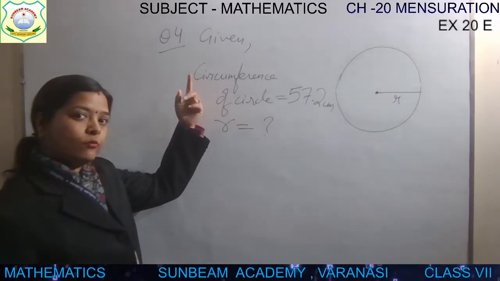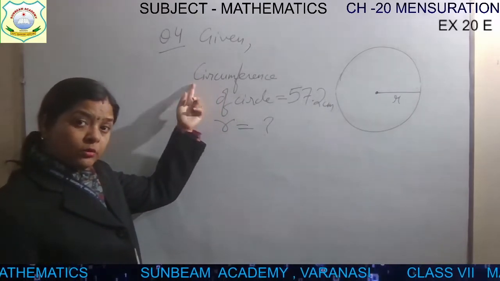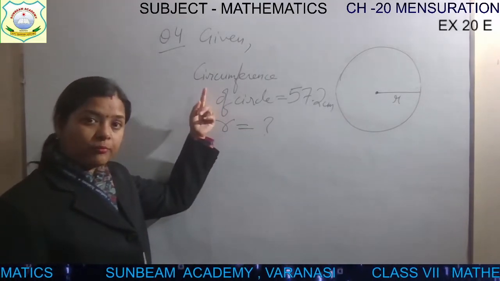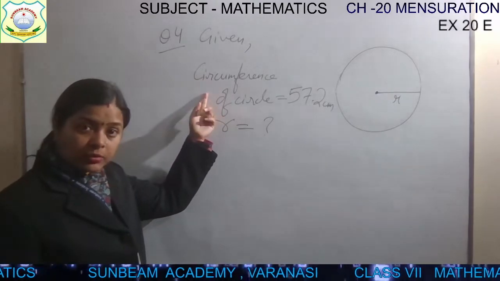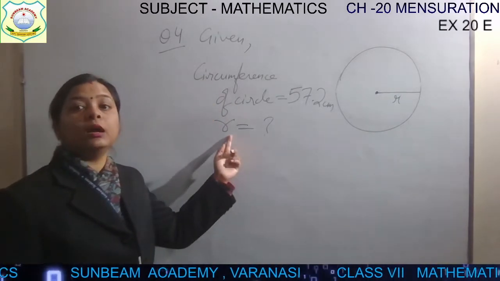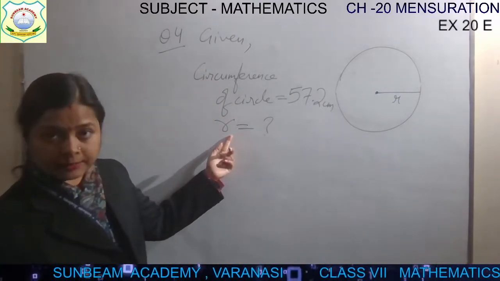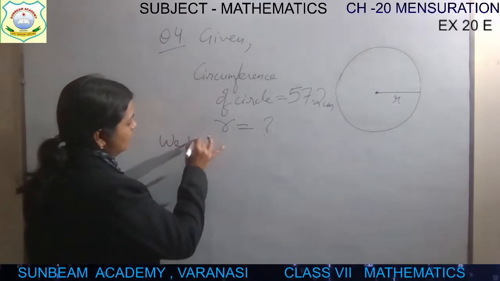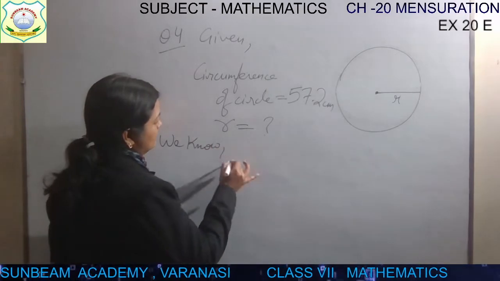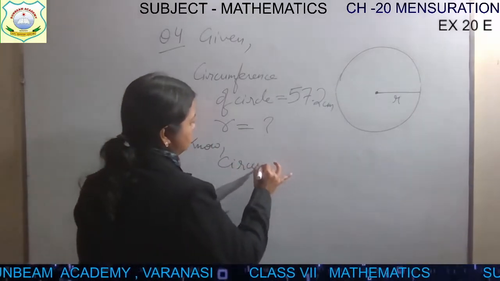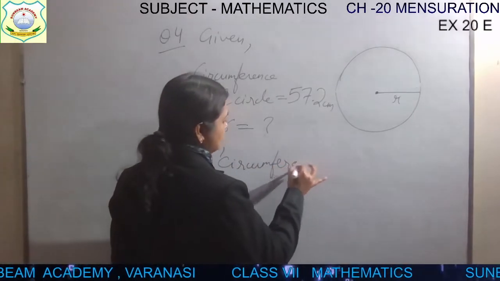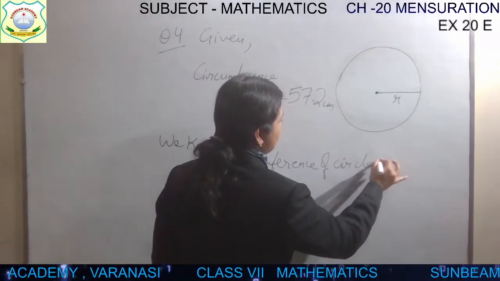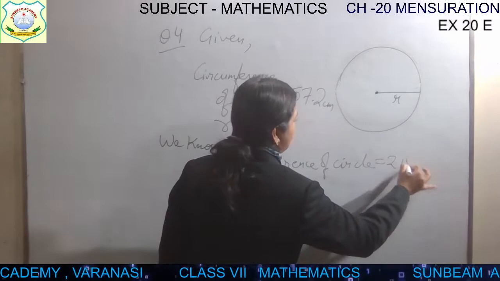Circumference. Whatever is given to us, we will use that to find the unknown. We will start from the known value which is given to us, and then we will go for the unknown value which we have to find. So we will write: we know that circumference of circle is 2 pi r.